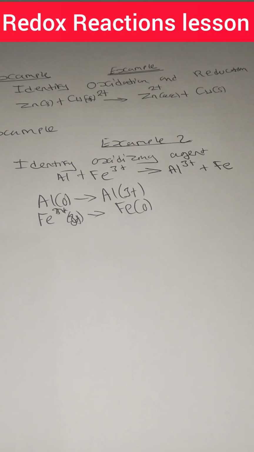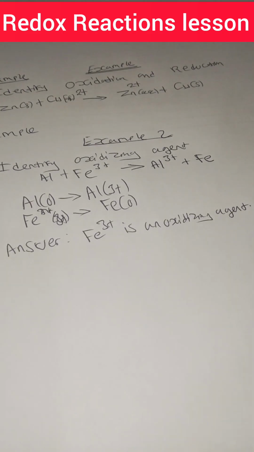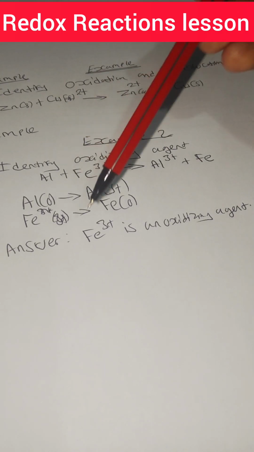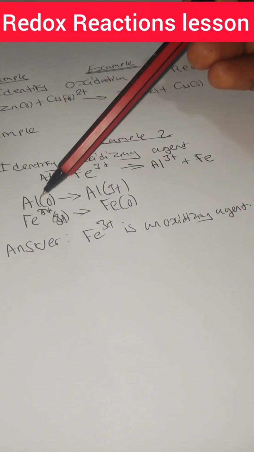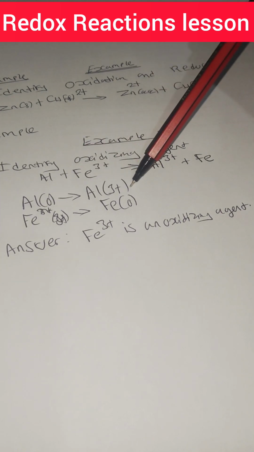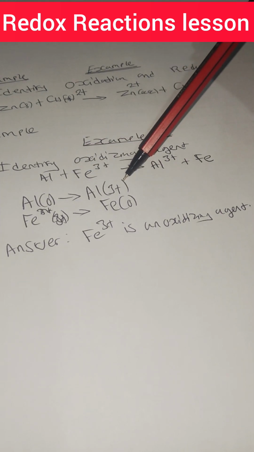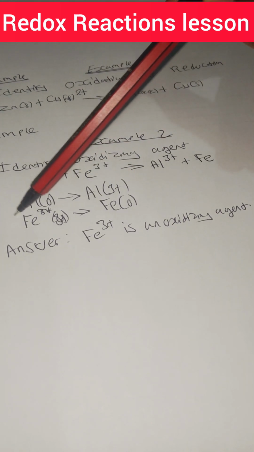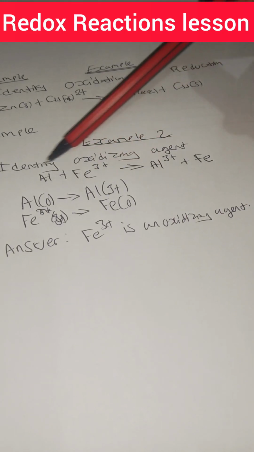So don't just confuse these things. There's nothing difficult. OIL, which means oxidation is loss of electrons. For example, aluminium has lost electrons for it to go to Al3+. And we are going to call this oxidation. Yeah. Then this one, which was 3, has gone to 0. It's a reduction.